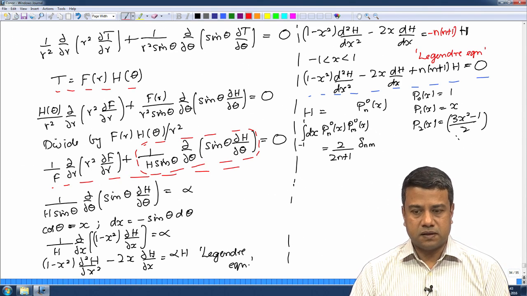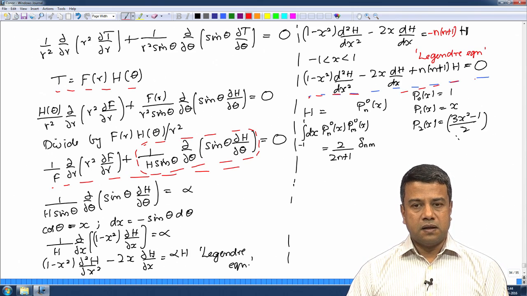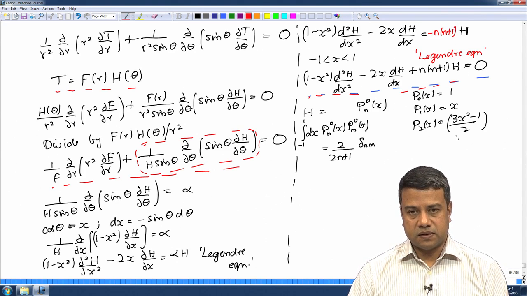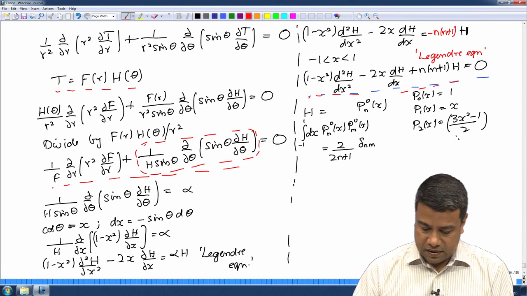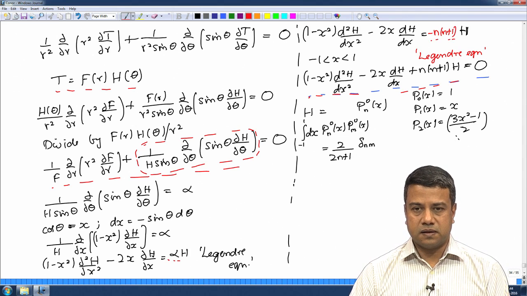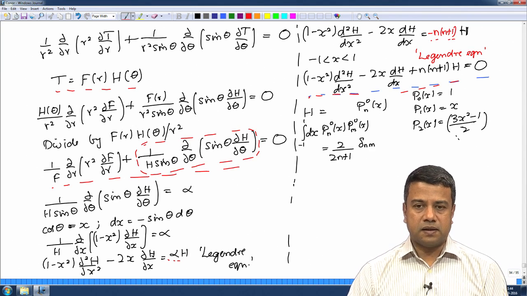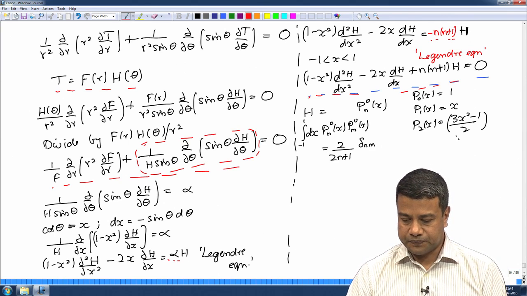In the theta direction, we get an equation which is in the form of a Legendre equation. This equation has finite solutions at the coordinate boundaries, theta equal to 0 and theta equal to pi, only if this constant is equal to minus n into n plus 1, where n is an integer. I will not go through it because it is a subject in applied mathematics, but you can show analytically by a series solution that these solutions exist only if n is an integer.